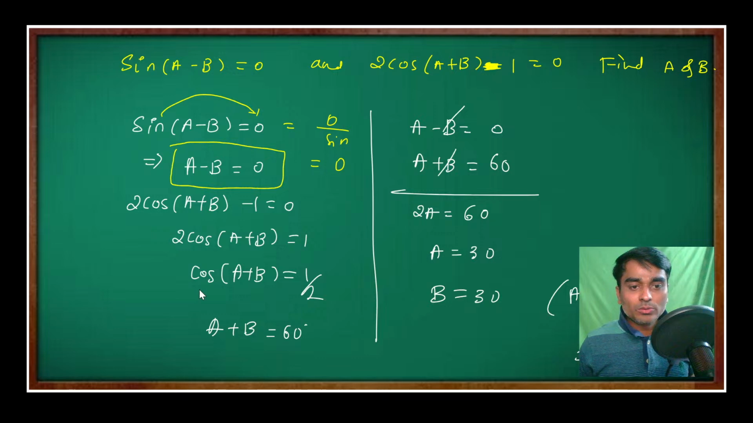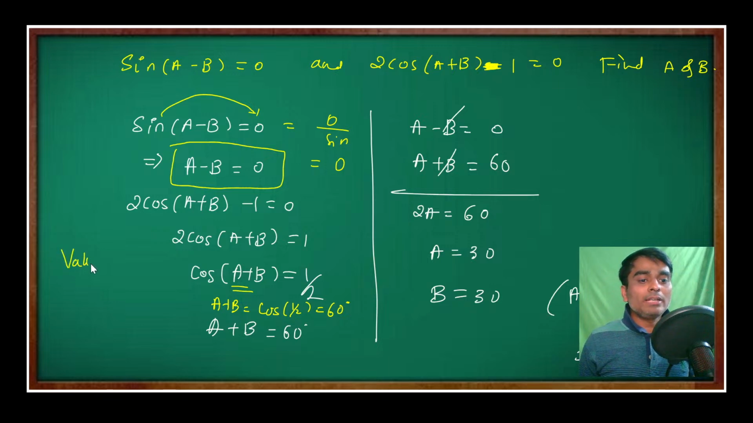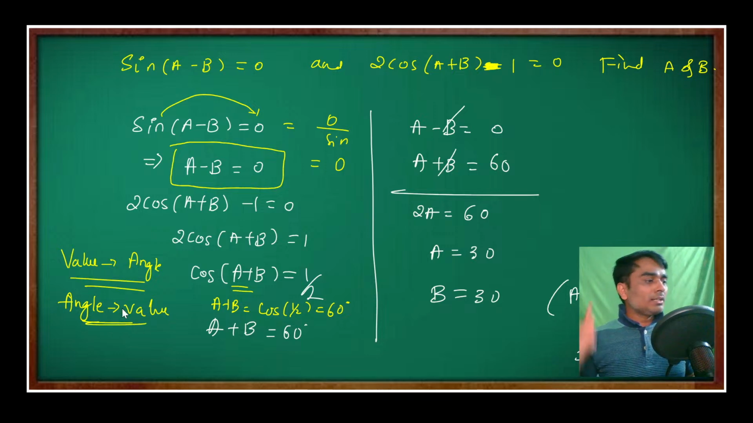Same here also. How is a plus b equal to 60? See, a plus b, cos shifted this side, cos of half. What is cos of half? 60 degrees. So remember one trick. If value is given, write angle. If angle is given, write value.